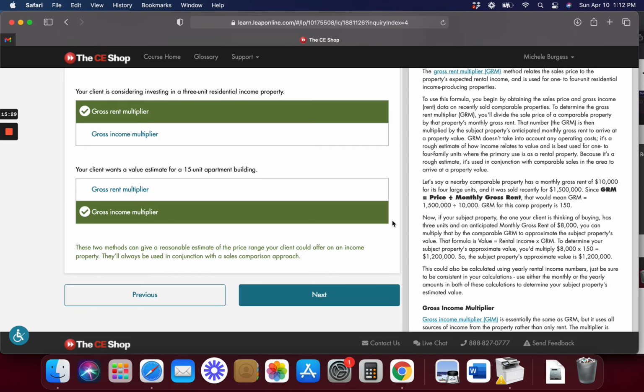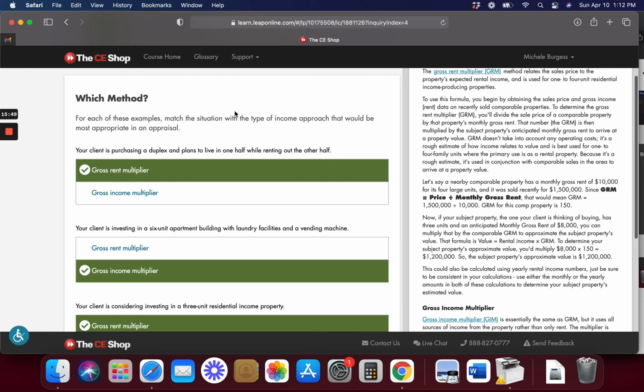Your client wants a value estimate for a 15 apartment building. Gross income multiplier would be for that, okay? So this one is a residential, and I guess if it's not residential, if it's like an apartment, it would be the income multiplier, and if it's a residential, it would be the rent. I guess that's the difference here, because the apartment building here is income. This one is purchasing a duplex, which is residential, is a rent multiplier. So that could be how you remember that, okay?